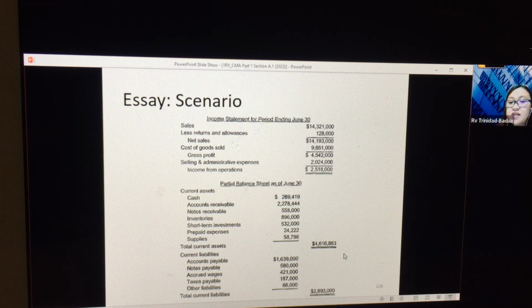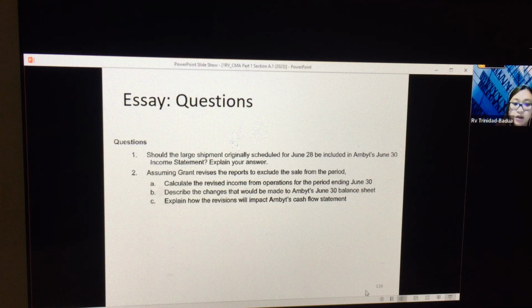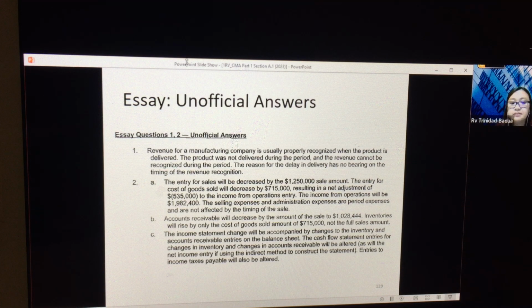So ito na, 4,616,880 minus 1,250,000 revenue na ni-recognize niya. Your accounts receivable will decrease by the difference. So that's 2,278,444 times 1,250. It's 1,028,444. And your inventory also will change by the associated cost of goods sold of 750,000. Tama ba? Tama. No? Yan.